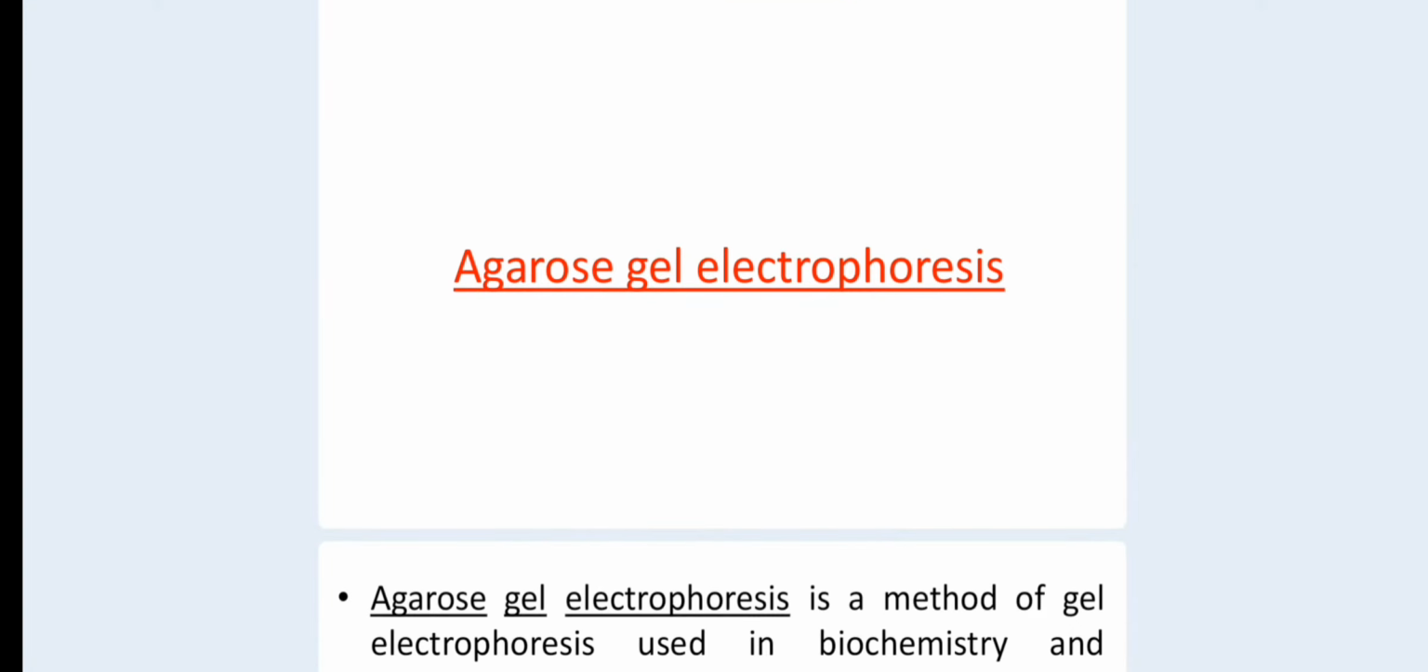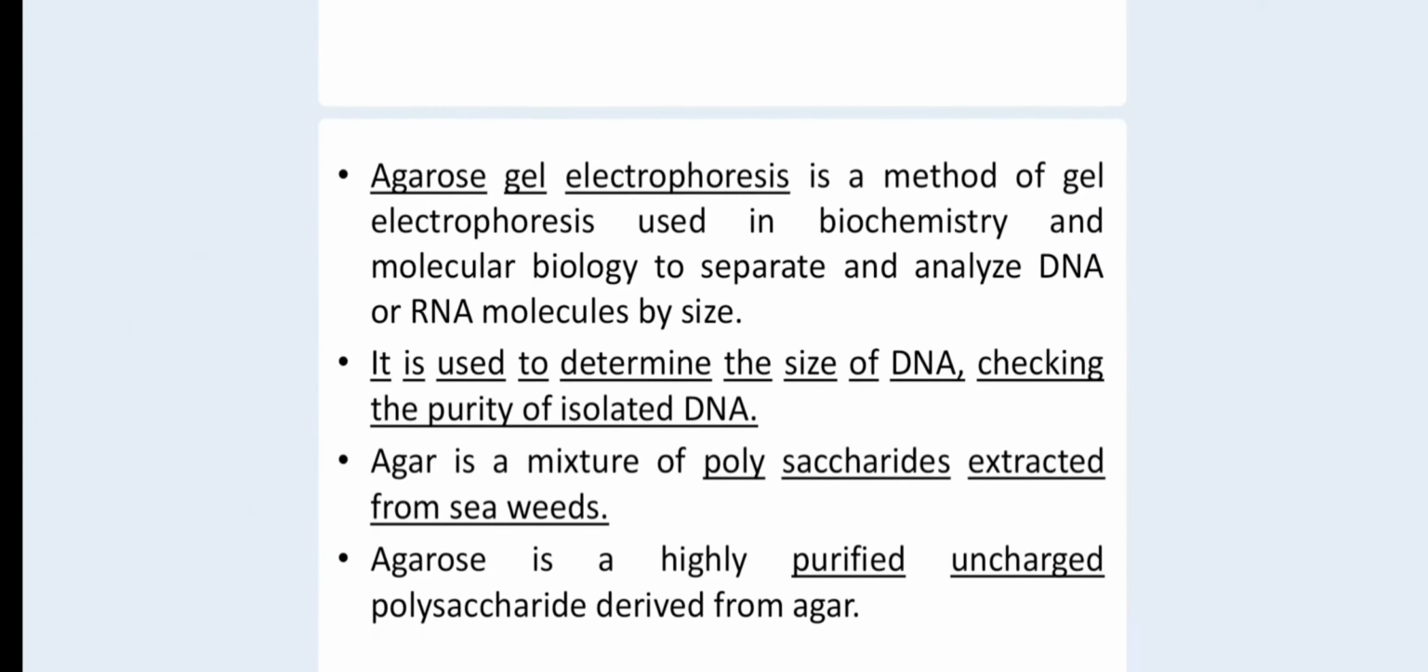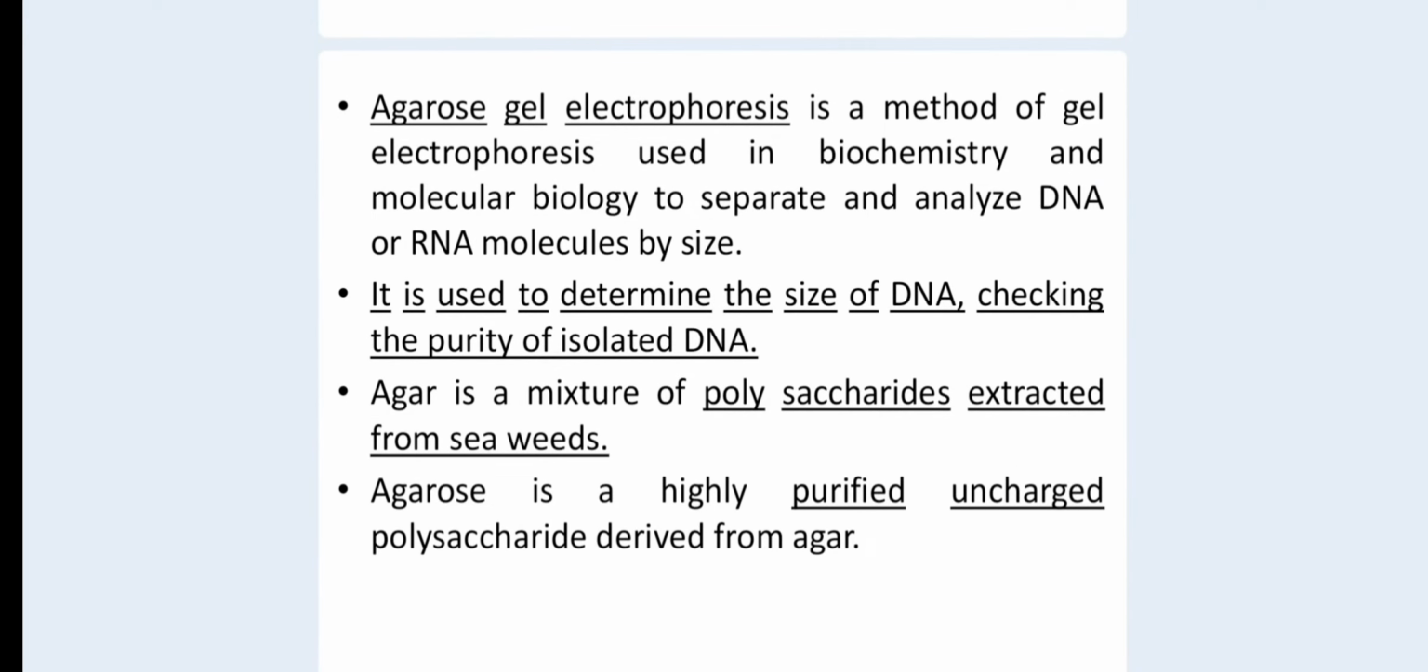Then what is the classification of gel electrophoresis? First one is agarose gel. Agarose gel electrophoresis is a method used in biochemistry and molecular biology to separate and analyze DNA or RNA molecules by size. It is mainly used to determine the size of DNA and check the purity of isolated DNA. Agar is a mixture of polysaccharides extracted from seaweeds. Agarose is a highly purified uncharged polysaccharide derived from agar.